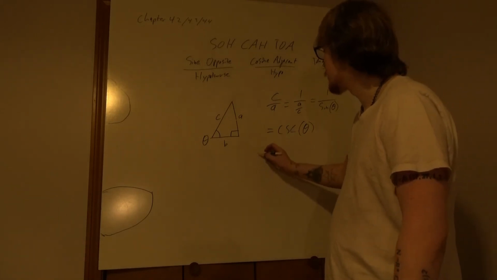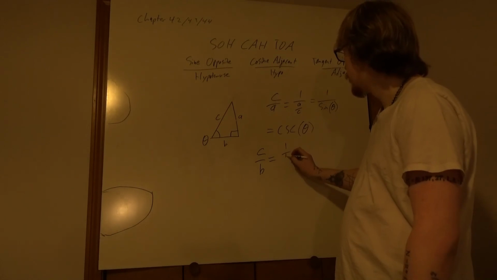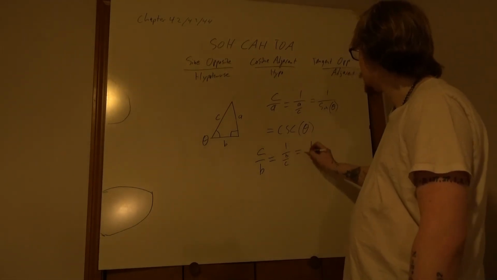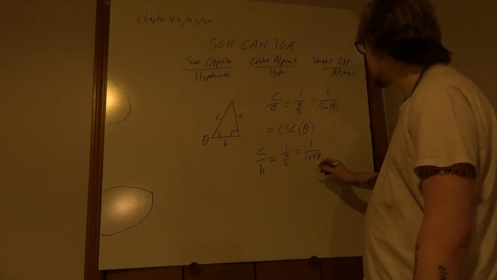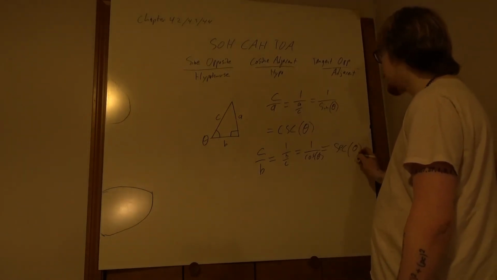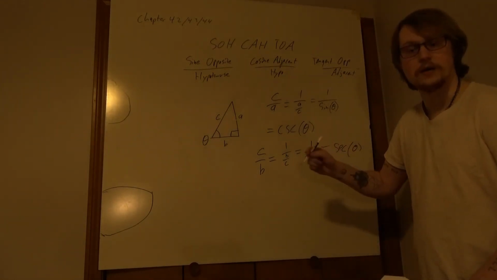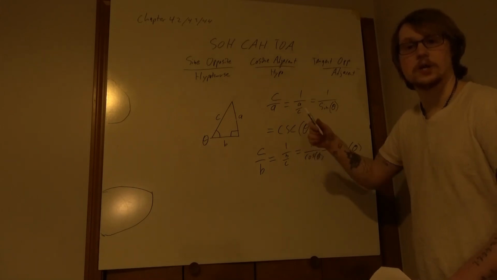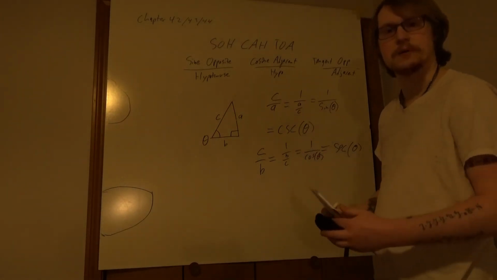And of course this leaves us the other one, which is c over b, which is 1 over b over c, which is of course 1 over cosine of theta, and this is secant of theta. So yes, 1 over cosine is secant, and 1 over sine is cosecant. It doesn't make any sense to me either.